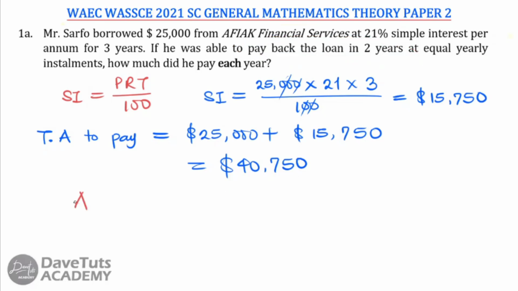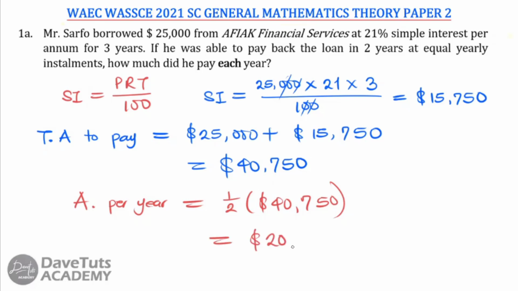So the amount he paid per year will just be half of this total amount that we just got. So we can divide that and say that 27 divided by 2, that will be 3. 15 divided by 2, that will be 7 and 5. Okay, so that's the division, that the amount he is paying per year will now be $20,375. All right.